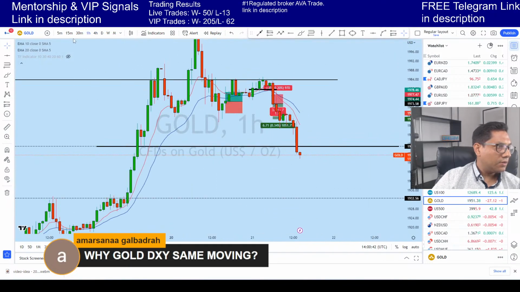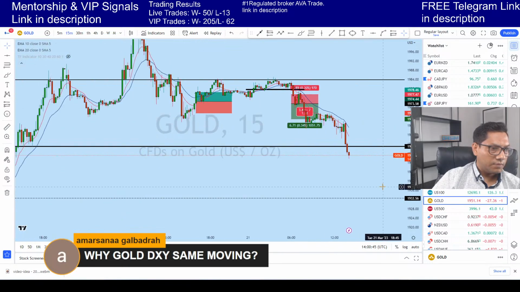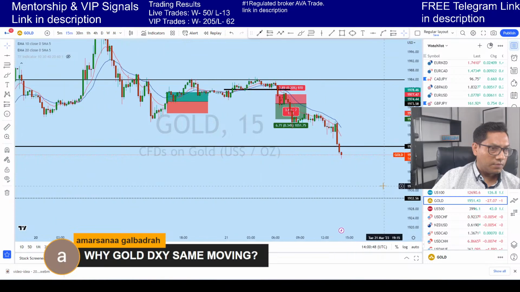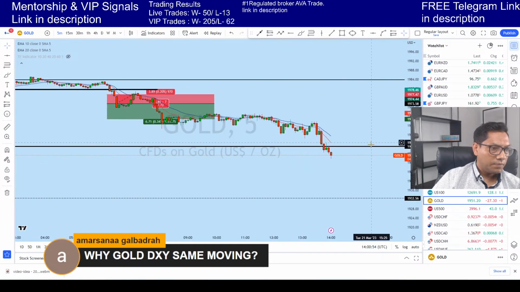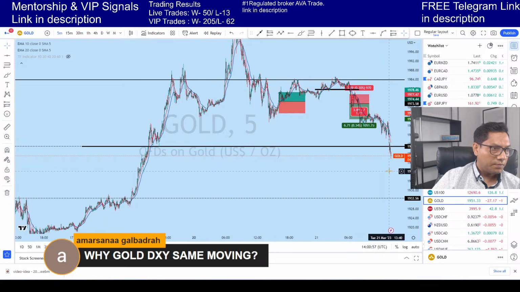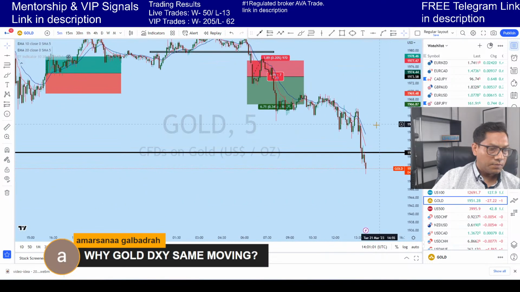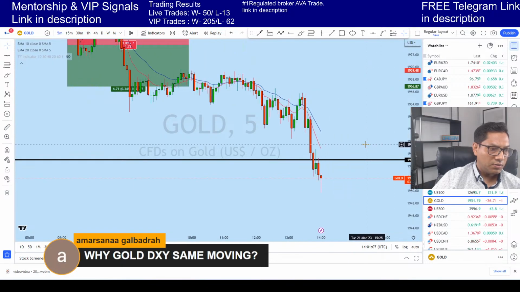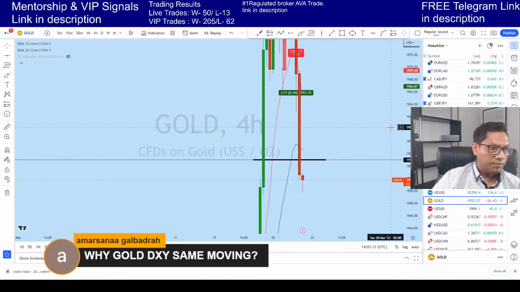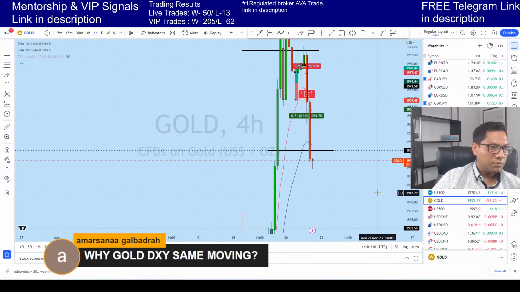Okay, so you see that there's bearish price action. Once we see how it does, I think that there could be some spike to the upside. The price has come to a very crucial level of support on gold.